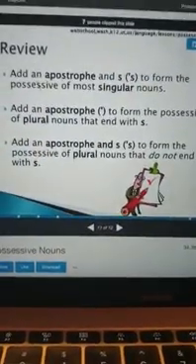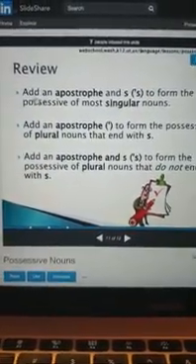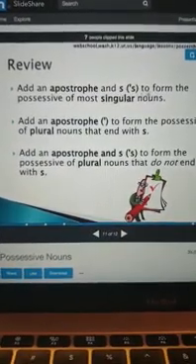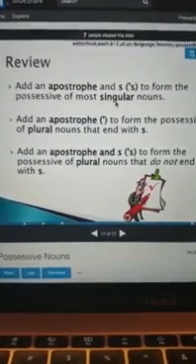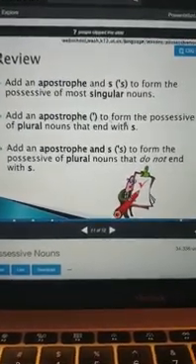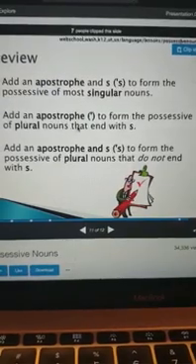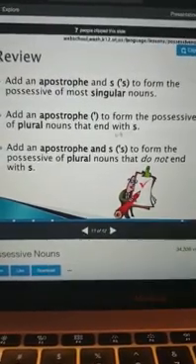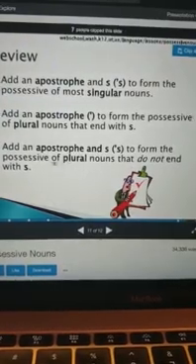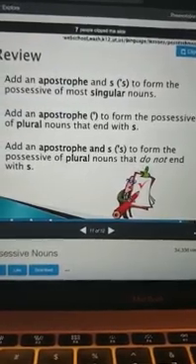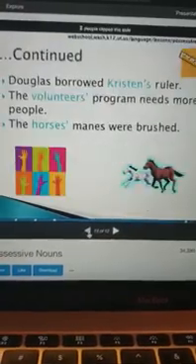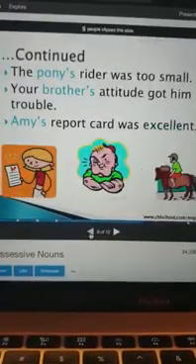Now, again, this is just a sort of revision for you. Add an apostrophe and s to form the possessive of most singular nouns. Add an apostrophe to form the possessive of plural nouns that end with s. Add an apostrophe and s to form the possessive of plural nouns that do not end with s. So I want to tell you more about this possessive noun.